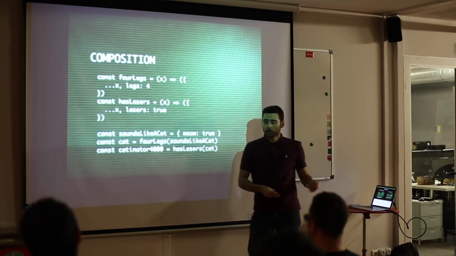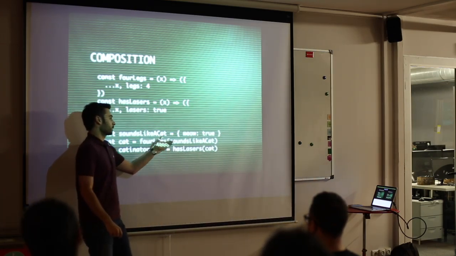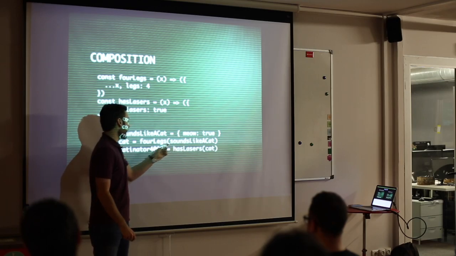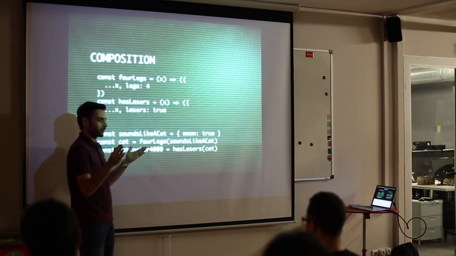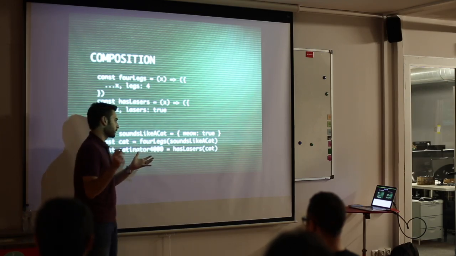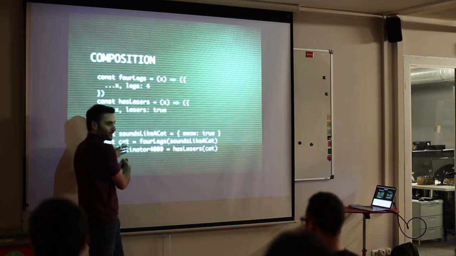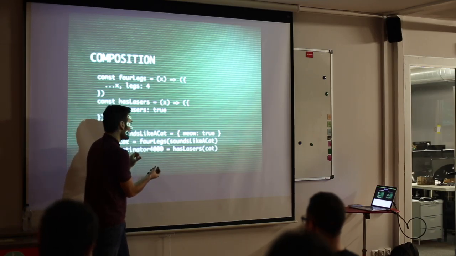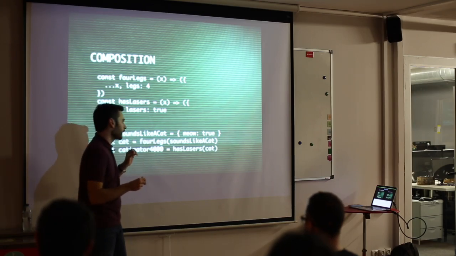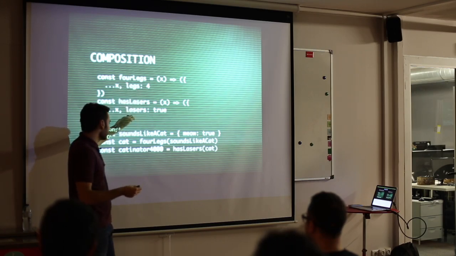So in this case, for example, we have two functions, full legs and has lasers. Basically, the first function adds an attribute legs, value 4, to a given object, and has lasers does the same, lasers true, for a given object. So we have an object that sounds like a cat because it mews. So if it sounds like a cat and we added 4 legs, we have a cat. Cool thing, right? But we also want a very fancy cat. So if to the cat we add lasers, we have the Catinator 4000.